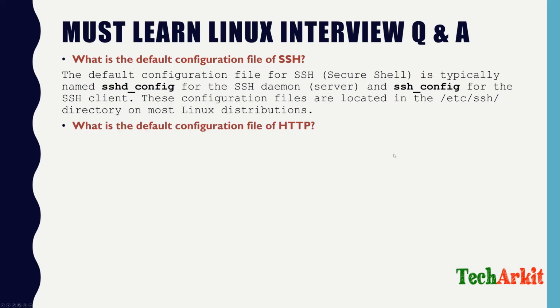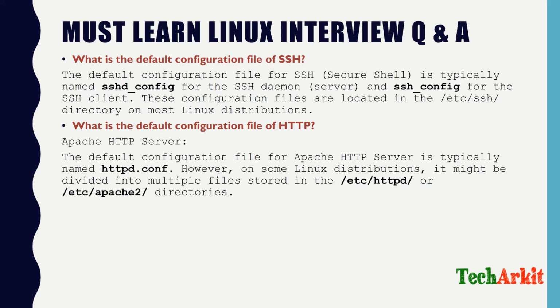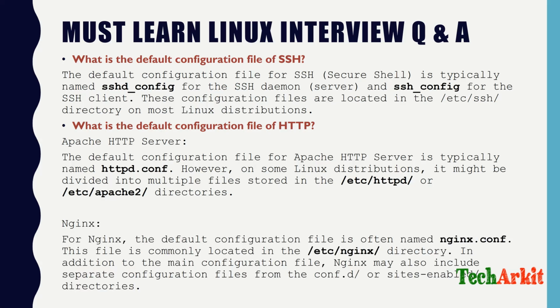Next question is, what is the default configuration file of HTTP? The default configuration is httpd.conf, which is located in /etc/httpd. If you install on Debian-based systems, it is located in the /etc/apache2 directory. On other Linux distributions, it is located in /etc/httpd. So the httpd.conf file is the default httpd configuration file.